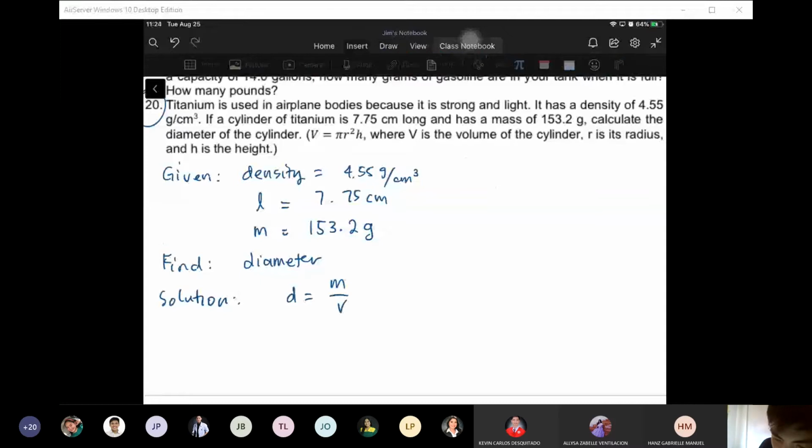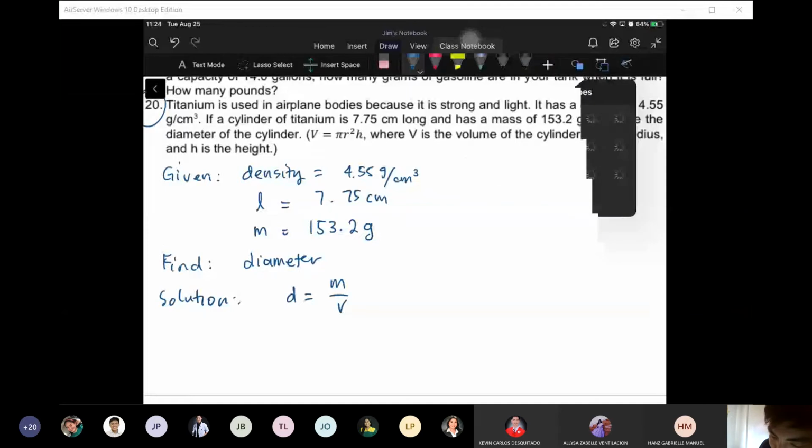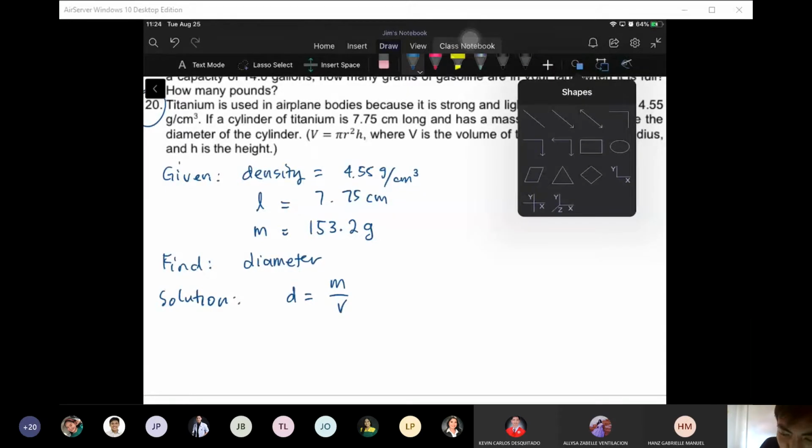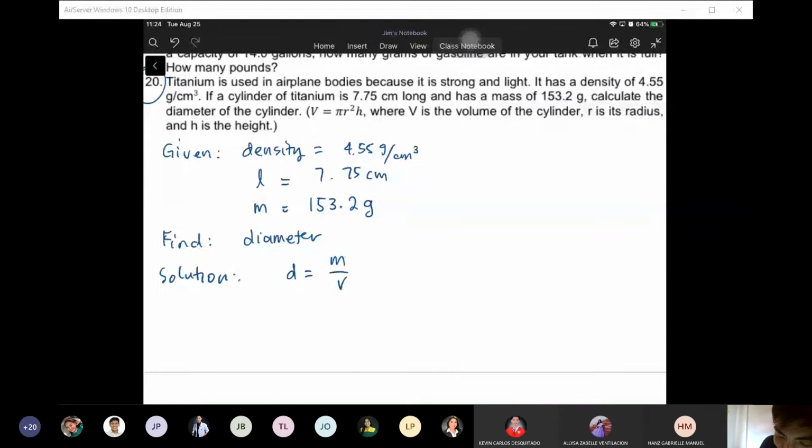Insert na lang tayo ng draw. Ay, hindi pala. Ako talaga yung magto-drawing. Ay, ito. Ay, wala. Ay, nako.